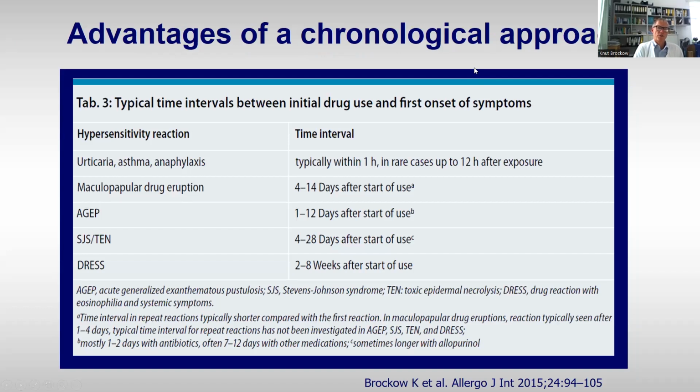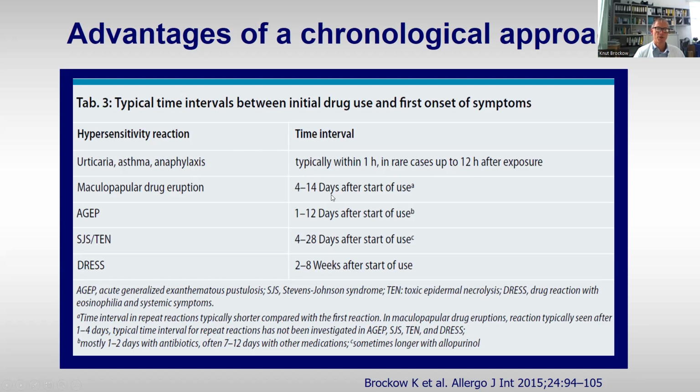The advantages of a chronological approach are that you get a time window, which can help you to indicate the responsible drug if a patient has taken several drugs. You know that if the drug is the elicitor of a reaction for urticaria, asthma, and anaphylaxis, it has had to be taken within 1 hour, and in rare cases up to 6 hours. Here it said 12 hours after exposure.